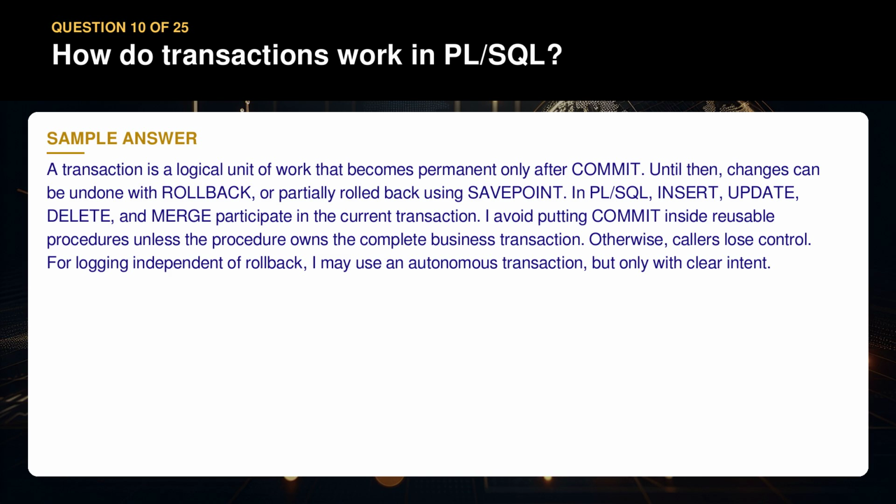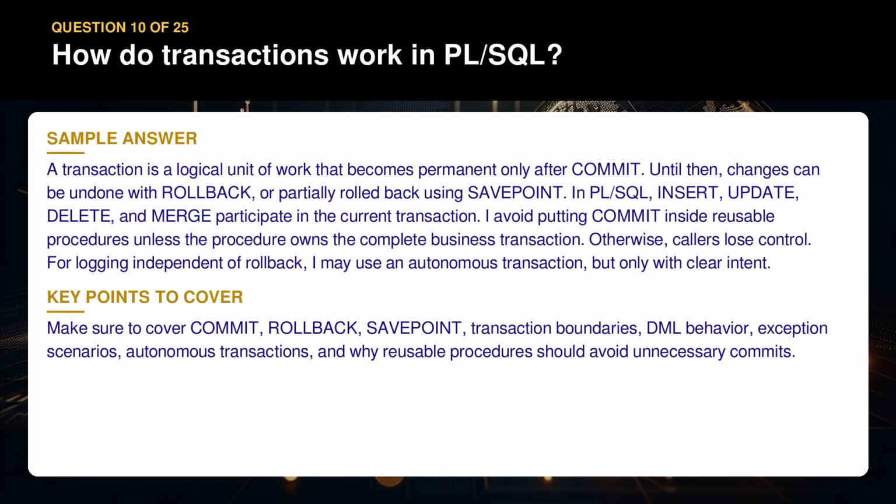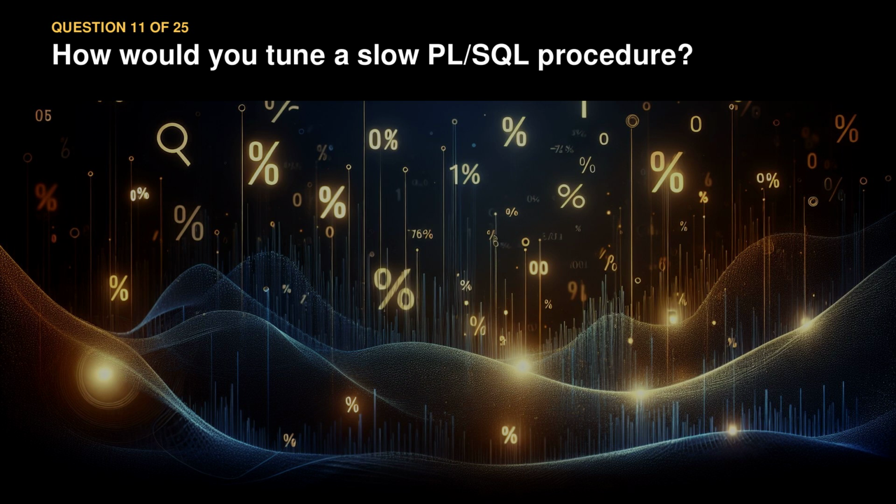I avoid putting commit inside reusable procedures unless the procedure owns the complete business transaction. Otherwise, callers lose control. For logging independent of rollback, I may use an autonomous transaction, but only with clear intent. Make sure to cover commit, rollback, SAVEPOINT, transaction boundaries, DML behavior, exception scenarios, autonomous transactions, and why reusable procedures should avoid unnecessary commits.